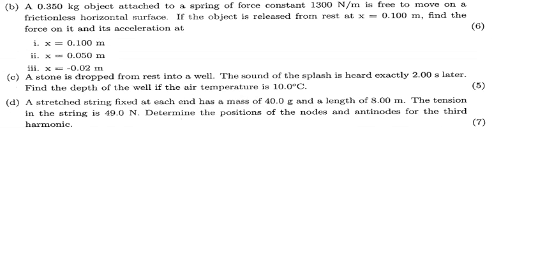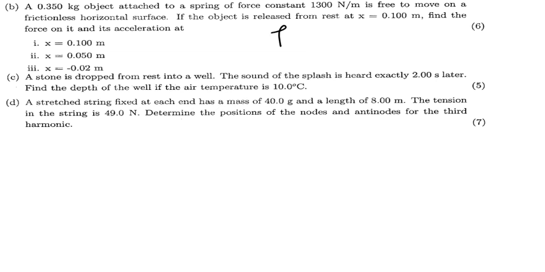The first question says: a 0.35 kg object attached to a spring of force constant 1300 newton per meter is free to move on a frictionless horizontal surface. If the object is released from rest at x equal to 0.100 meters, find the force on it and its acceleration: part 1 at x equal to 0.100, part 2 at x equal to 0.050, part 3 at x equal to negative 0.02 meters.